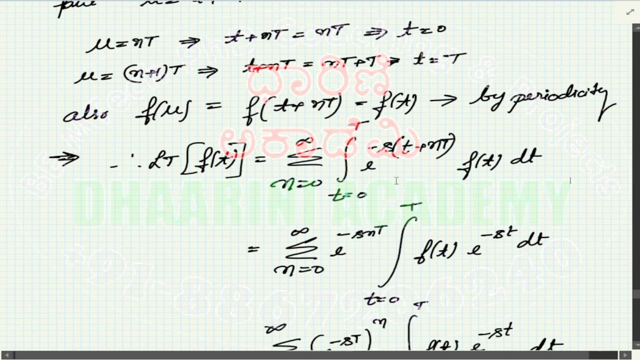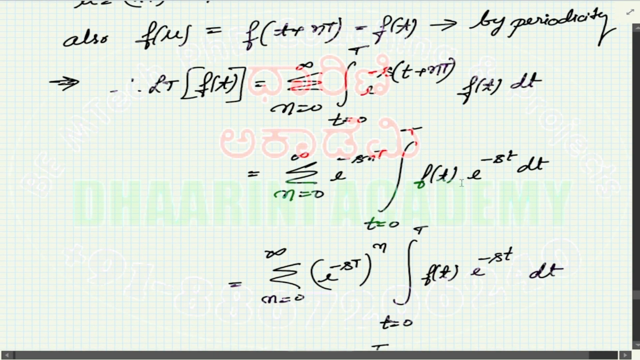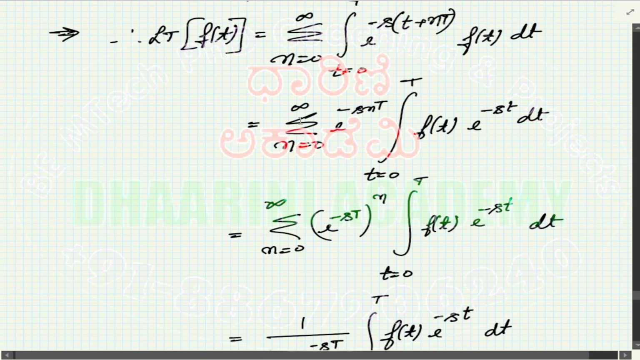Here I can see that integration is not applicable for n into capital D. Take it out. S into n into t in the exponential term will come out, e to the minus s. So this is what? 0 to t f of t e to the minus st dt, that is as it is. Then I can see that the summation is again applicable for the terms containing n only, right?